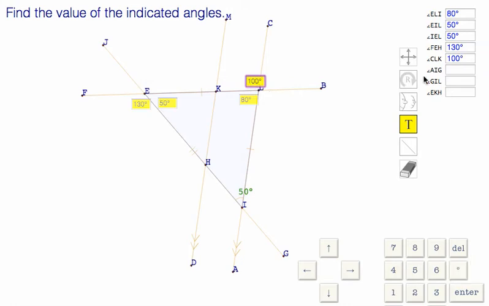And A to I to G is going to be vertically opposite to this 50 degrees, so it's 50 degrees. Then G to I to L is going to be 130 degrees, supplementary to the 50. It doesn't matter which, supplementary to both. So 130 degrees, and then E to K to H.